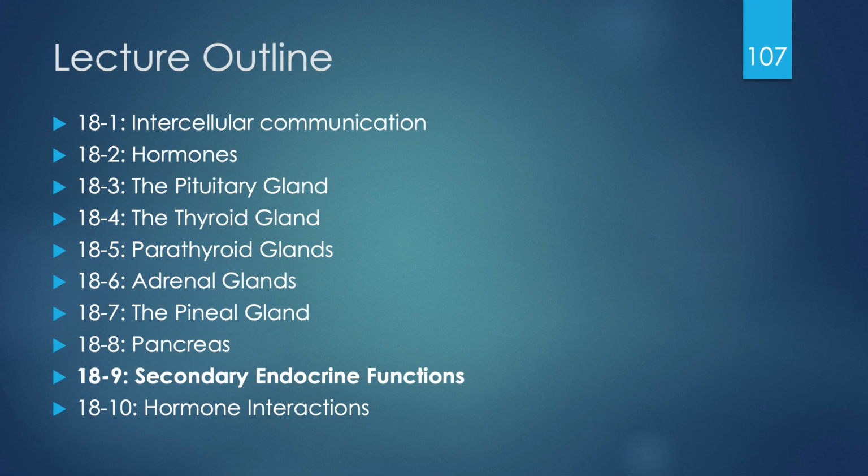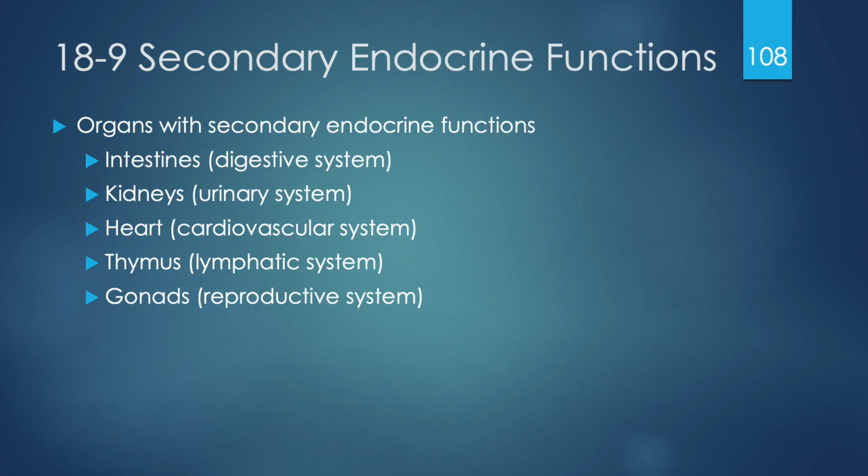Section 18.9, secondary endocrine functions. Throughout our body, we have the endocrine system, which we've just discussed, and all of those primary organs. But there are also organs that have their own individual function, that have a secondary function that is endocrine. And this includes the intestines, which are part of the digestive system, the kidneys, part of the urinary system, the heart, the major component of the cardiovascular system, the thymus, which is a component of the lymphatic system, and the gonads, which are part of the reproductive systems.